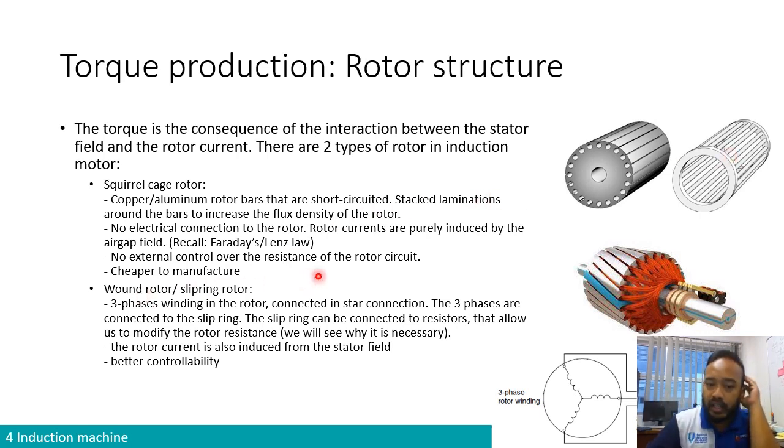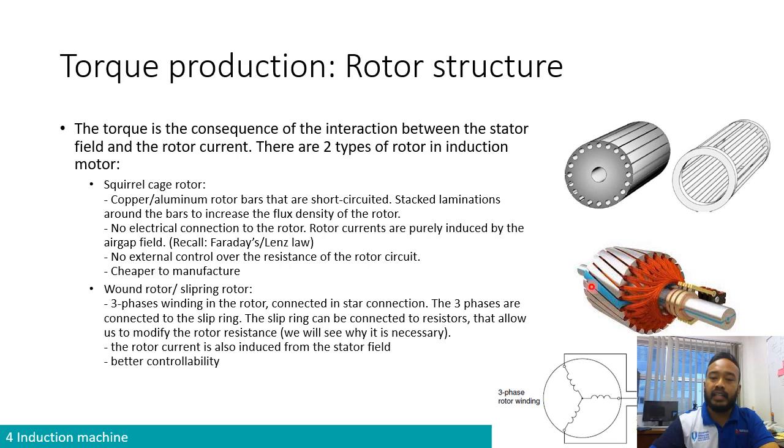So there is no external control over the resistance of the rotor circuit. This is the rotor circuit. It is only bars. The resistance of the rotor circuit will depend on the material that it's made of. There will be no means to control or to change the value of the resistance. And this rotor is very popular. Most machines use this rotor because it's very cheap to manufacture. Therefore, the price of the machine is very low.